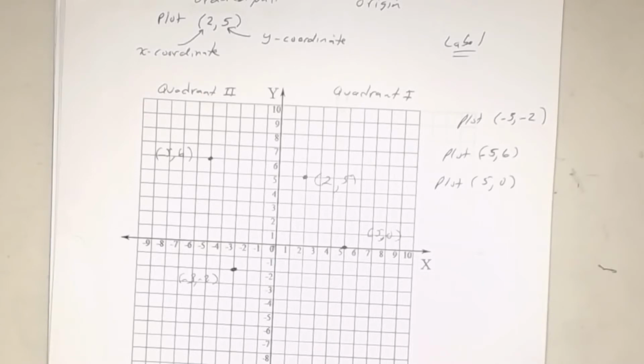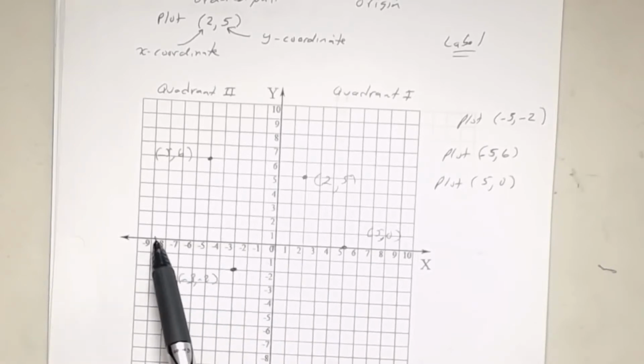Now, 5, 0 does not lie in a quadrant. It lies on an axis. So the directions are going to say which quadrant or axis does this point lie. You're going to say what? Not the y-axis, the x-axis. So notice that if you're on the x-axis, what is the y-coordinate? 0. No matter where you are on the x-axis, my y-coordinate is 0.